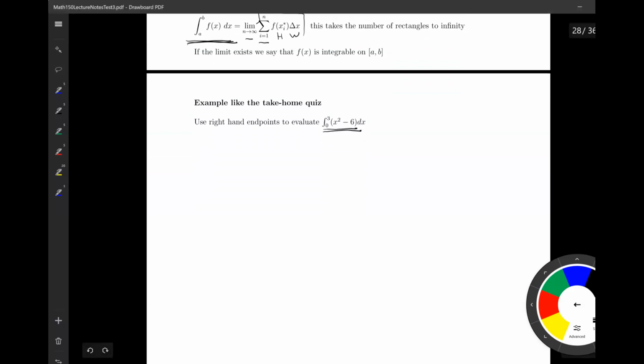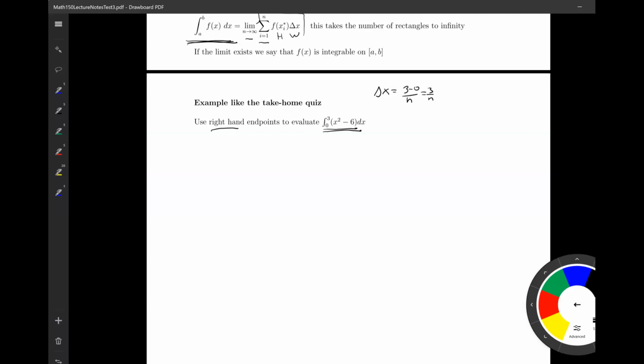Okay, so let's dig in. You'll have to do this as well. We're going to use right-hand endpoints to find the exact area under the curve. First step is finding the delta x. That's 3 minus 0 divided by n, so 3 over n.